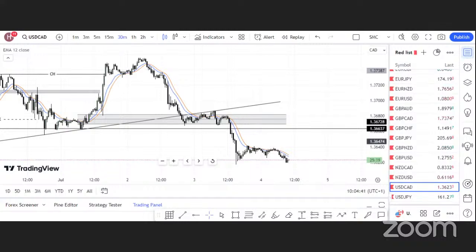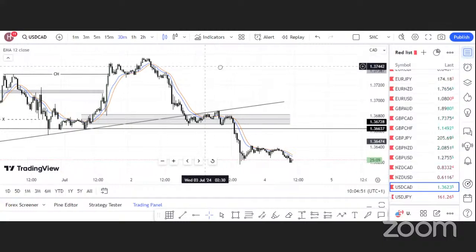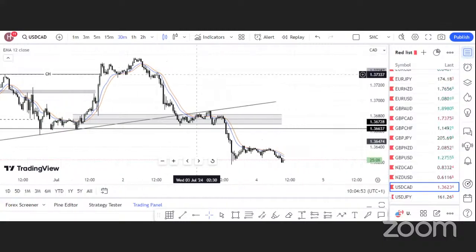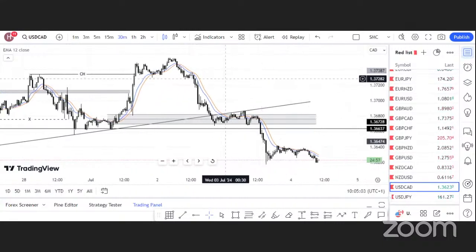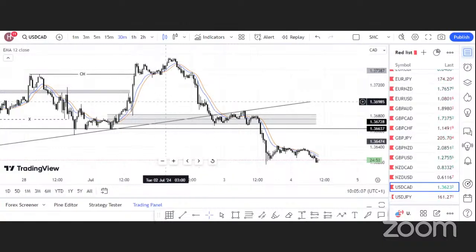So guys, let's head on to the live chart. Let's make analysis and see if we can get an opportunity. So I'm currently on USDCAD. All right, this is the United States dollar against the Canadian dollar. So as we can see on the chart, the market has been bearish. Okay, this is the 30 minutes time frame.